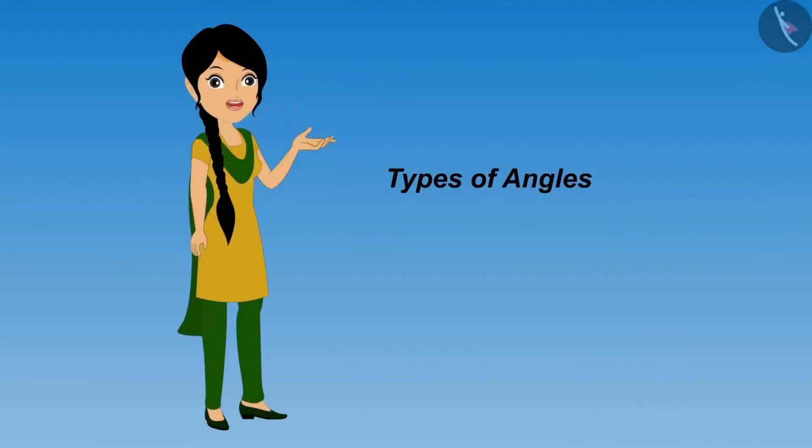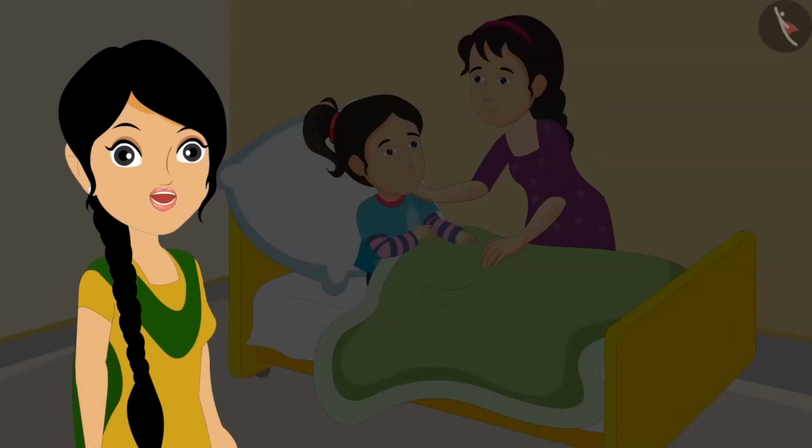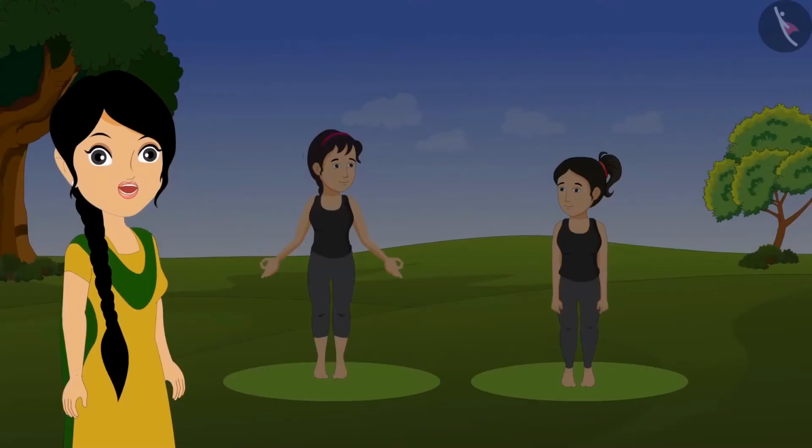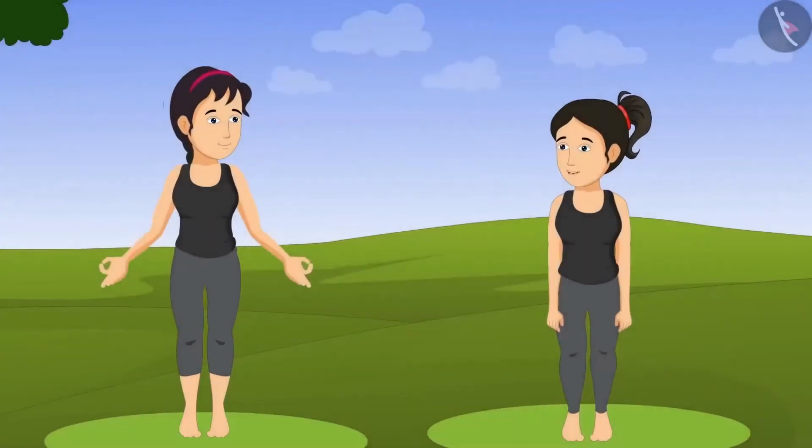Hello friends, in this video we will learn about the types of angles. Today Riva's sister Meena woke her up at 5 o'clock in the morning and took her to the garden to exercise along with her. But naughty Riva had no interest in exercise. She told her, Didi, Didi, there is no fun in doing exercise.